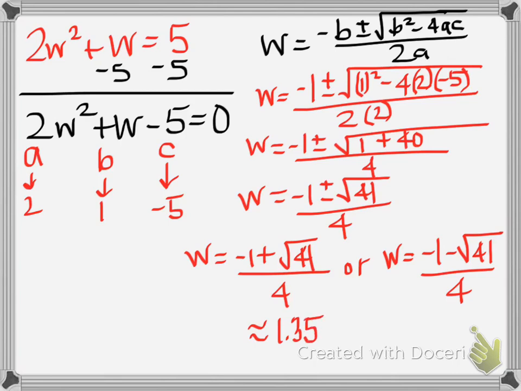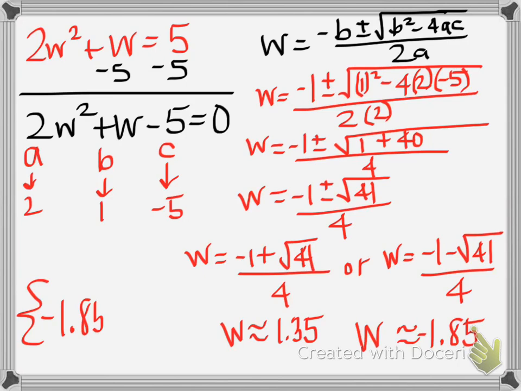When we take the square root of 41, and we do negative 1 minus that, and then we divide it by 4, we end up with w approximately equaling, for the negative piece here, negative 1 and 85 hundredths. If we were to write this out as a solution set, it'd be negative 1 and 85 hundredths and 1 and 35 hundredths.